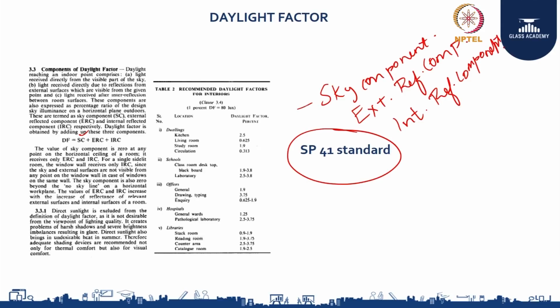So, this is what we get as direct sunlight from the sky, and this is nothing but the illuminance that you get because of reflecting surfaces from the outside, and this is because of the illuminance you get from the reflected surfaces on the inside of the building.